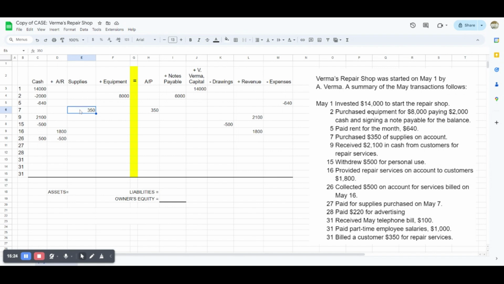So let's take a look at this. It looks like now you paid $350 because that's what the supplies were worth. So if you paid $350, cash is going to go down because you're taking money out by paying. And then the accounts payable is what you owe.